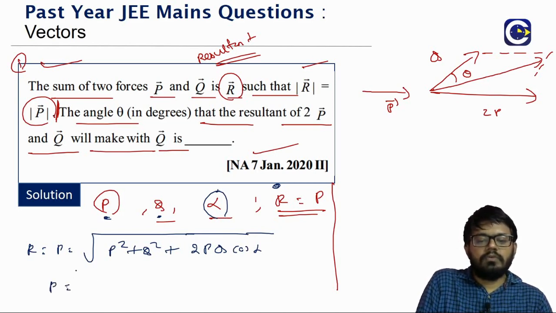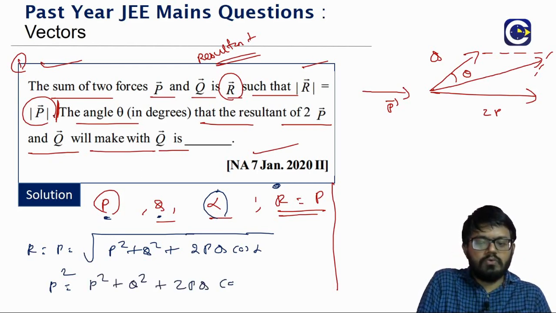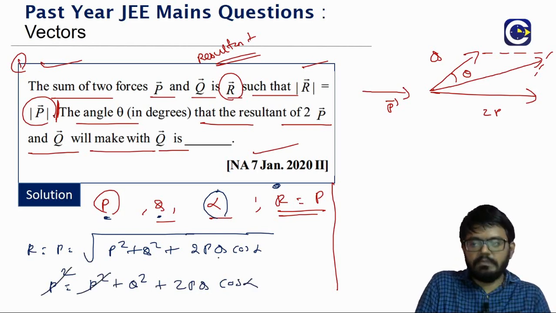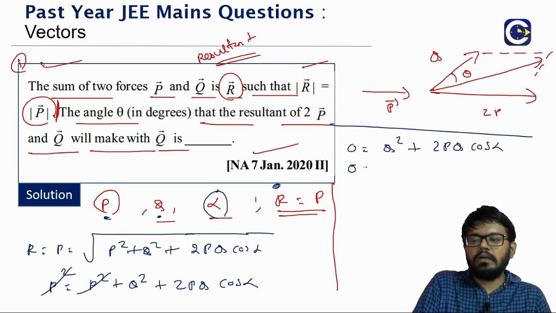If you square both sides, P square is equal to P square plus Q square plus 2PQ cos alpha. P square is cancelled. Then from this you will have 0 is equal to Q square plus 2PQ cos alpha. You take Q common out.